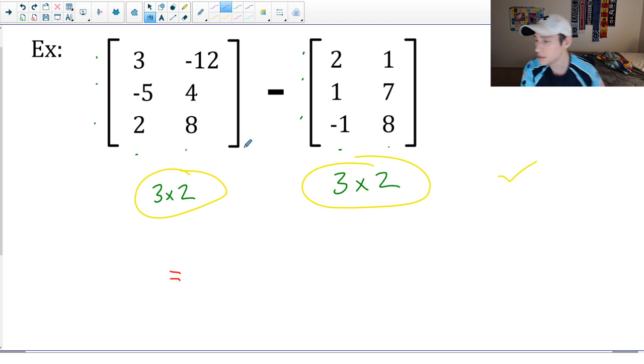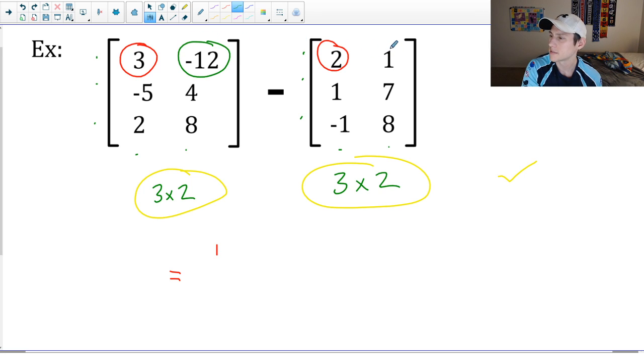And what does this equal? Well, it's very intuitive. It's kind of what you would guess if you had to guess what the rule is for matrix subtraction or matrix addition. You just subtract the corresponding positions. So, for example, 3 minus 2, because those are both in that same position. So 3 minus 2 is 1.